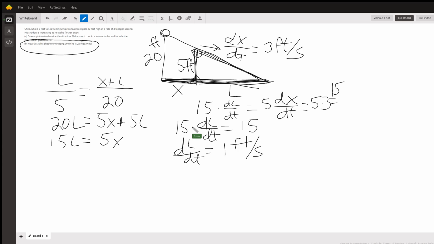And it doesn't matter how big x is. When Chris is 1 foot away from the pole, the shadow's length is increasing by 1 foot per second. When he's 25 feet away, the length of his shadow is increasing by 1 foot per second. So this is B right here.